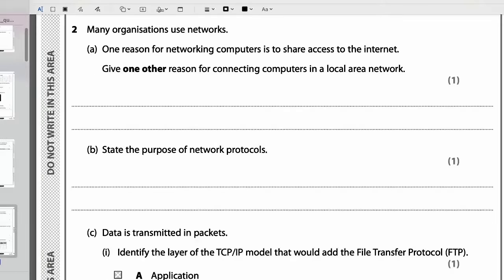Question 2. Many organisations use networks. One reason for networking computers is to share access to the internet. Give one other reason for connecting computers in a local area network. Now, I've already got connect to the internet, so this one is to share peripheral devices, printers.